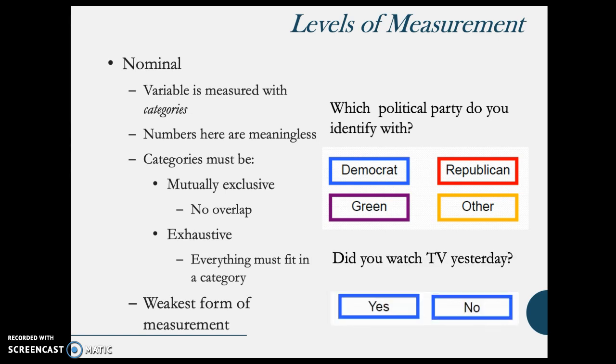And did you watch TV yesterday? Yes or no? Of course, we can assign numbers, saying yes will be represented as 1, no will be represented as 2, but the number doesn't really mean anything. It just represents that 1 is one category, 2 is a different category. This is the weakest form of measurement.